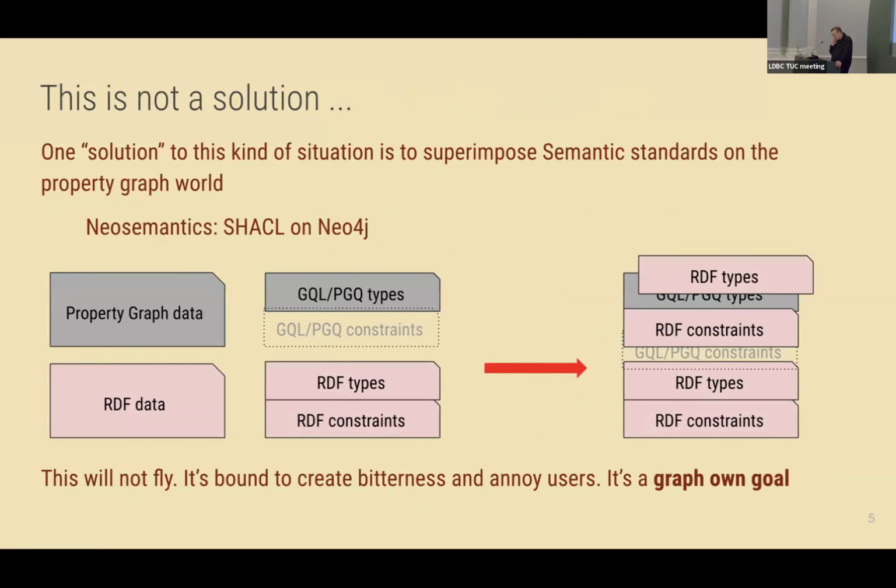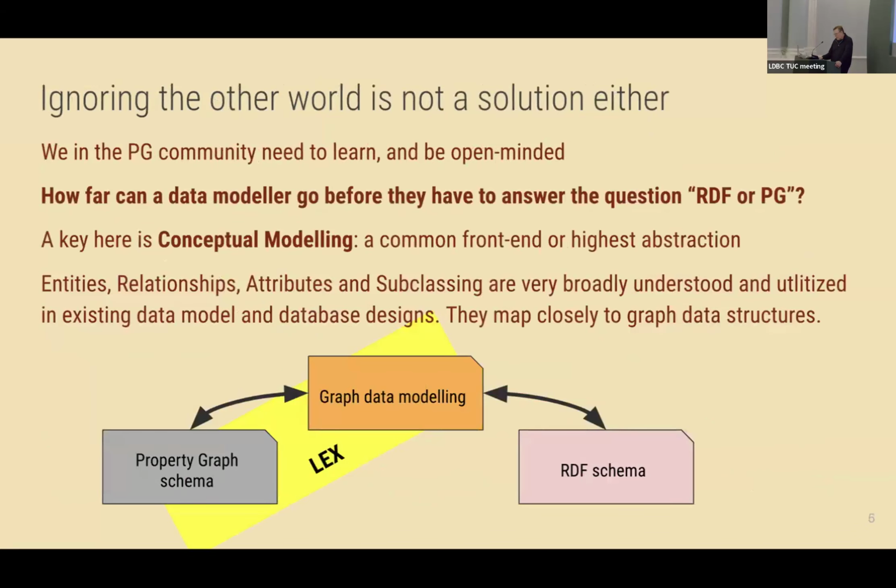A solution which has been toyed with is putting RDF schema capability on top of property graphs. And I don't think that that's going to fly. I think that that's actually a sort of a dead end. I won't dwell on that. It is also not a solution to just pursue our own approach and pay no attention to what's happened in the RDF world. And more interestingly, I think we have this question of conceptual modeling.